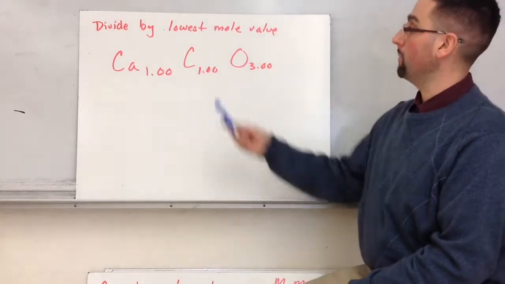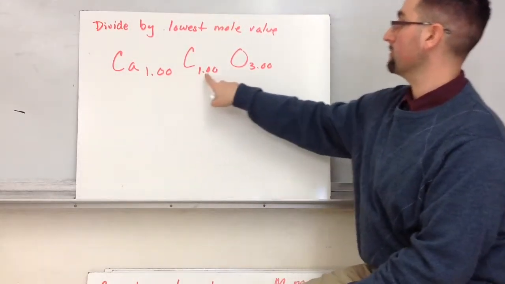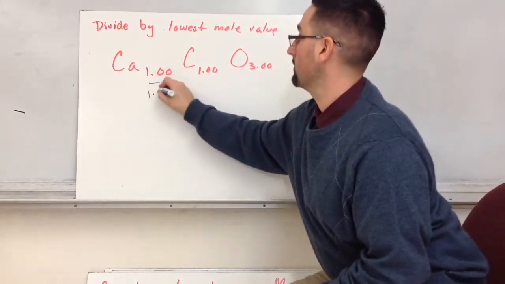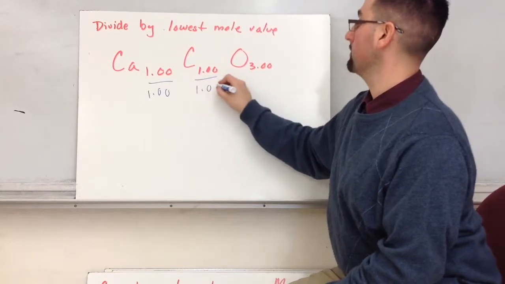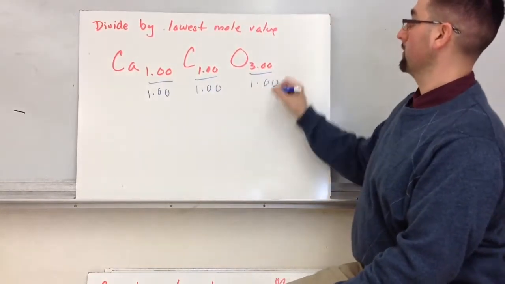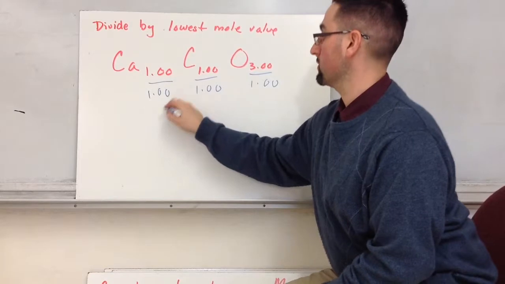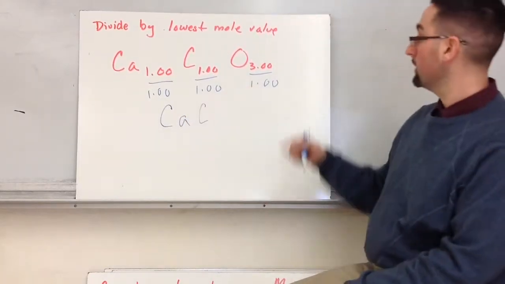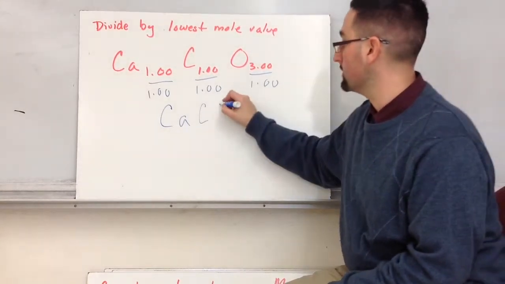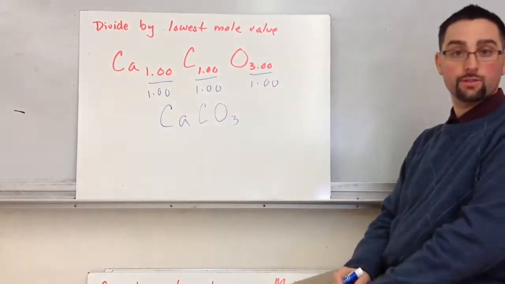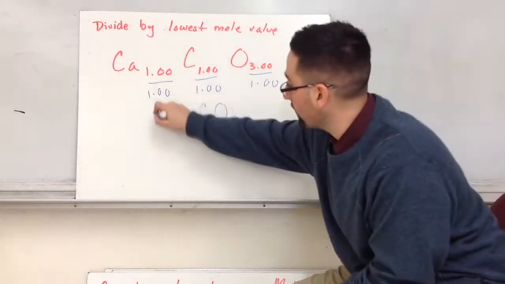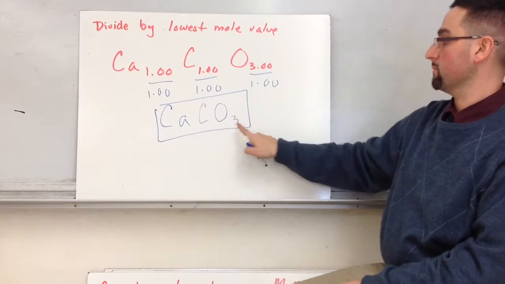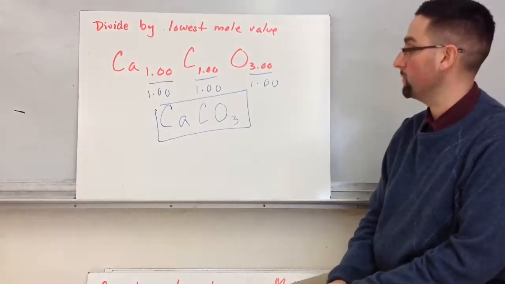Okay. If we take the lowest of these numbers here of moles, 1's the lowest. This is kind of a no-brainer, but if it makes you feel better, 1 divided by 1 is 1, so that's Ca1. 1 divided by 1 is 1 carbon, and 3 divided by 1 is 3 oxygens. Okay. So now we have this formula, which is in the lowest reduced subscripts, and we answer the problem, right?